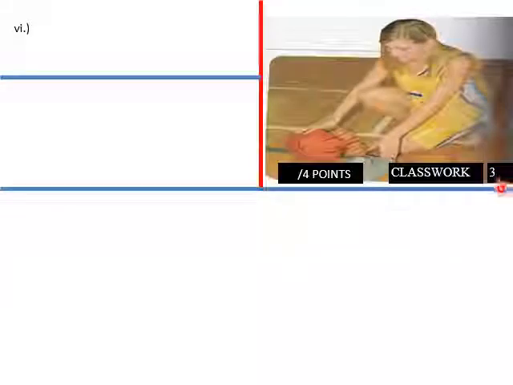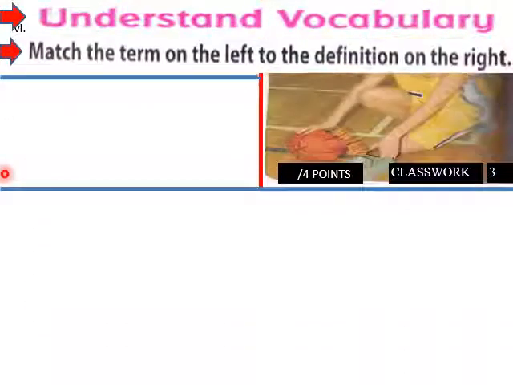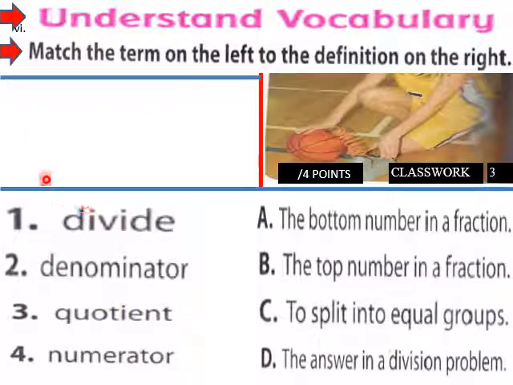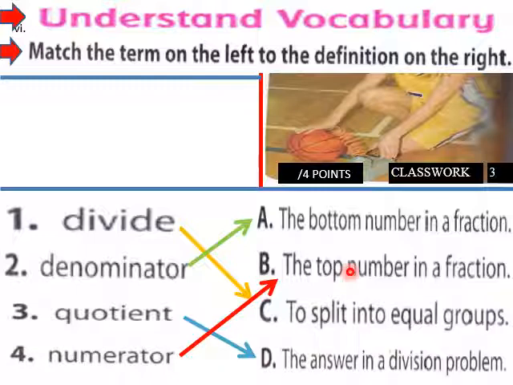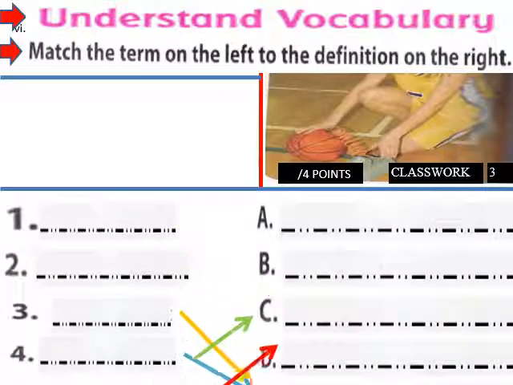And then classwork page 3. For understanding vocabulary, match the term on the left to the definition on the right. Teachers, I would give your students about 5 minutes to try to match these. After they have attempted, go through here. Divide is to split into equal groups. Denominator is the bottom number in a fraction. Quotient would be the answer in a division problem. And numerator would be the top number in a fraction.